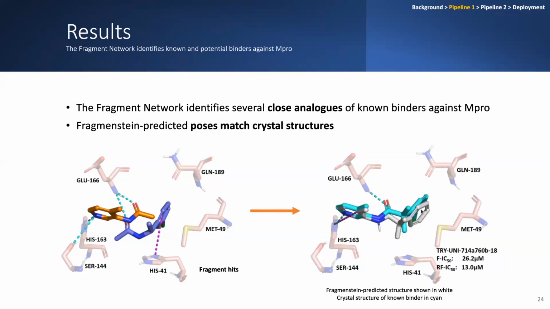We do also find that the fragment network identifies several very close analogs of known binders against Mpro. As you can see, the Fragment-Stein predicted structure, which is shown in white, closely mirrors that of the crystal structures, which are shown in cyan. A lot of these compounds have low double-digit micromolar IC50 values. We do also perform some additional R group expansion on the compounds, which is then able to pick up even more known binders, but I can talk about that later on.